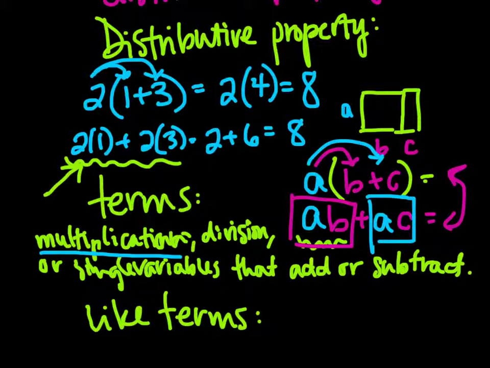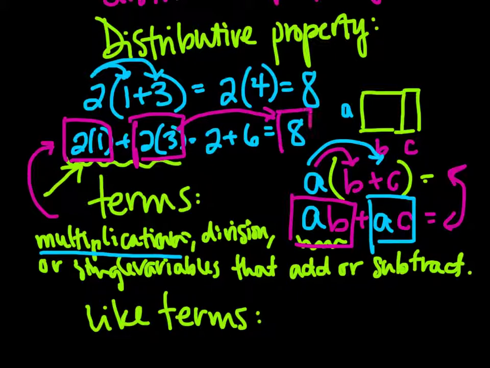a times c. Another way we could also say this, we have this other statement up here where we have 2 times 1. So here's one term. 2 times 1 is one term. And then we have 2 times 3, which is another term. And eventually they get us one single term of 8. So they could also just be single numbers.